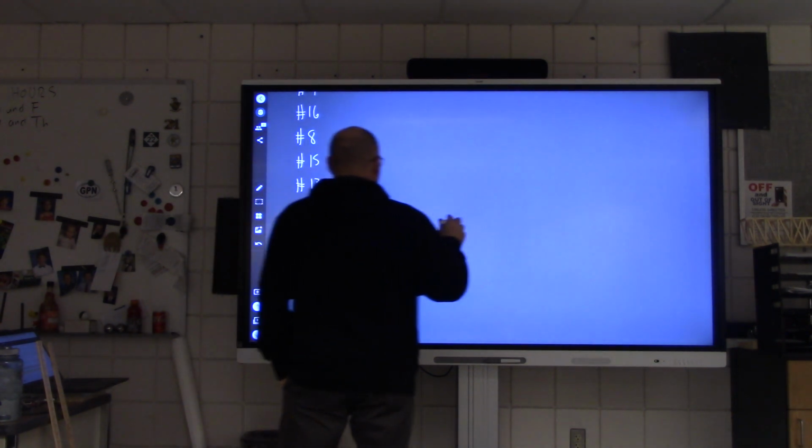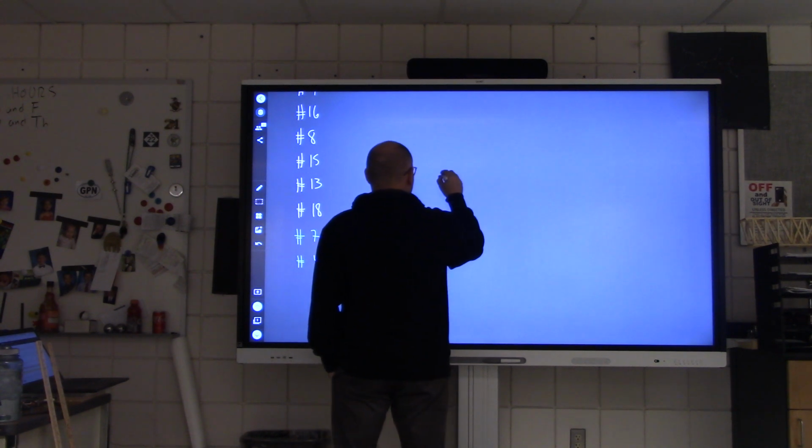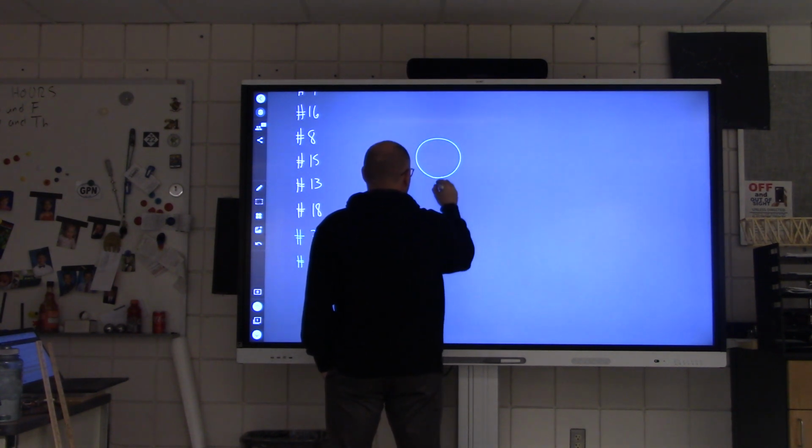All right. A balloon of mass m is floating motionless in the air. A person of mass m. So visualize a hot air balloon. Okay? Let's visualize a hot air balloon.